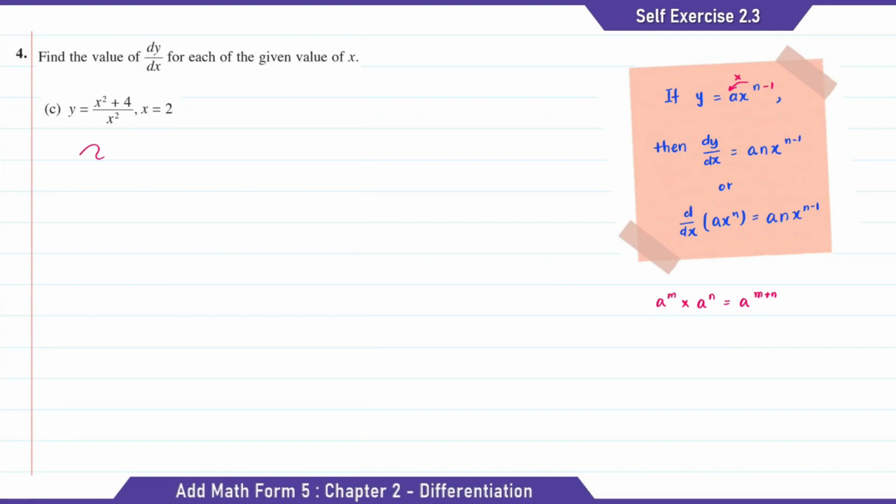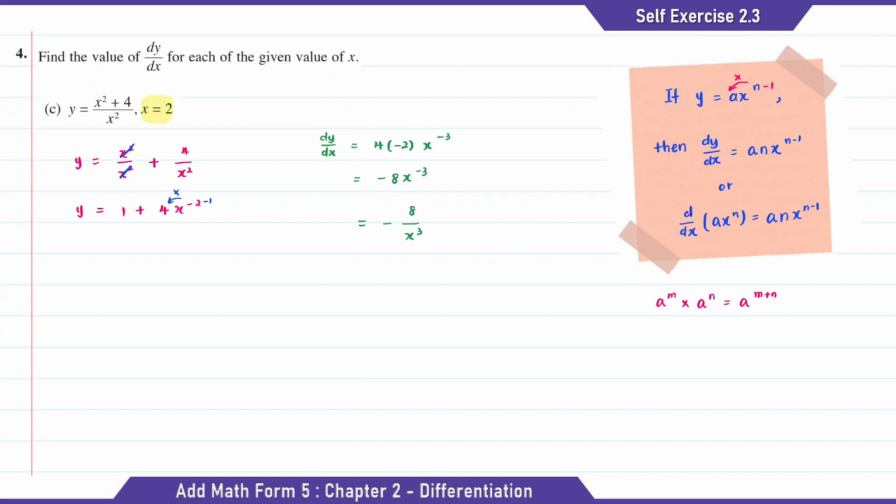Question C. So first, I'm going to write this as x squared over x squared plus 4 over x squared. So here we can cancel for this part. Then y is equal to 1 plus 4x to the power of negative 2. So next, we can differentiate it. So for 1, when we differentiate it, we're going to get 0. Then this is equal to 4 times negative 2 x to the power of negative 3, which is equal to negative 8 x to the power of negative 3, which can also be written as negative 8 over x cubed.